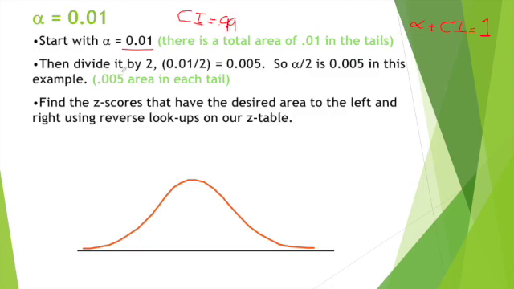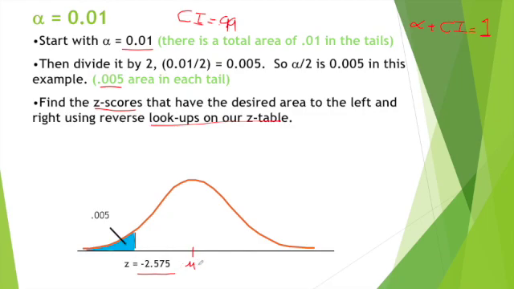We divide each side by 2. So that means I'm going to have 0.005 area in each tail. And we need to find the z-scores that have our desired area to the left and right using reverse lookups on our z-table. So here I have to figure out what is my z-table value. If I go on my z-table, I will see that my z-table value is negative 2.575. So that means I am negative 2.575 standard deviations from my mean.